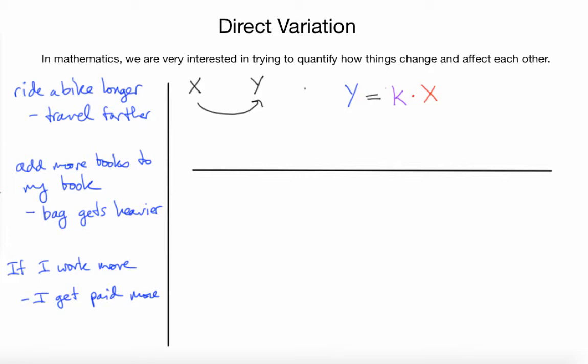So let's fill that in here. Y is just my dependent variable, because it depends on whatever I'm changing x to be. So y always follows whatever I make x. So it's dependent on whatever x value I put in. K is my constant of variation. And x is my independent variable. It's just going to change, and I want to see how y changes as a result of it.